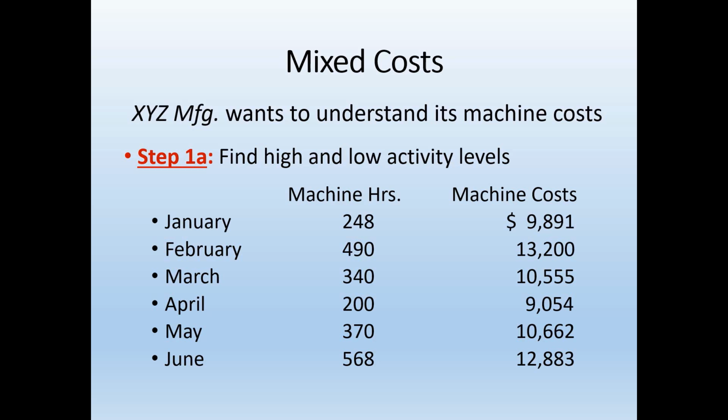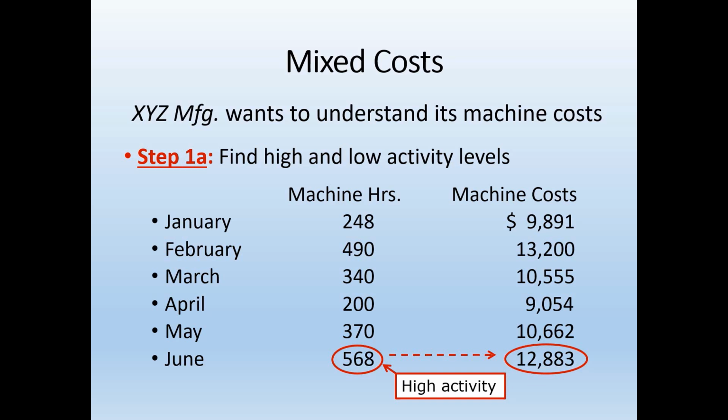So, the first thing the firm has to do is to find the high and the low activity levels. So, we look down the list of machine hours and we find that June has the highest activity level. And then we can look across and find the cost to run the machines in June.